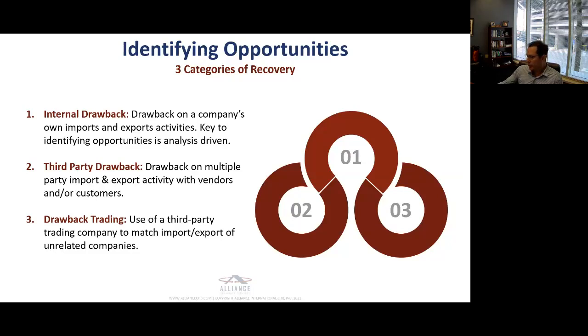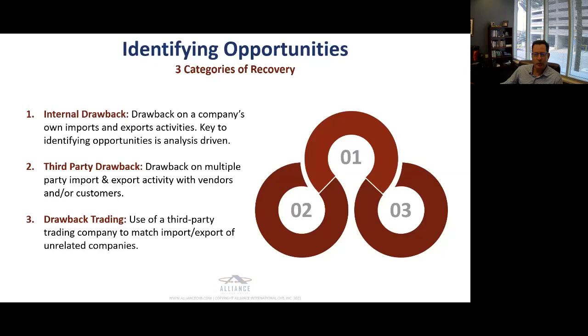So when we first speak with a potential drawback claimant, we're approached all the time by companies that want to investigate or review their drawback opportunities to determine if it's viable or worthwhile. Typically, we're looking at what I call three different buckets or categories of potential recovery. Bucket number one would be the easiest to understand, and that is drawback on a company's own import and export activity, drawback for their own account, where they control both the import and the exports.